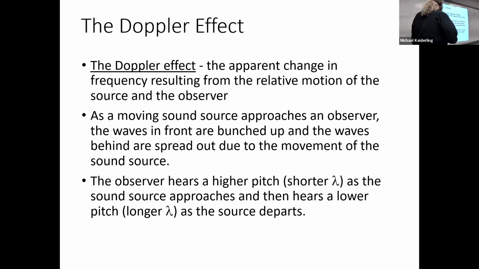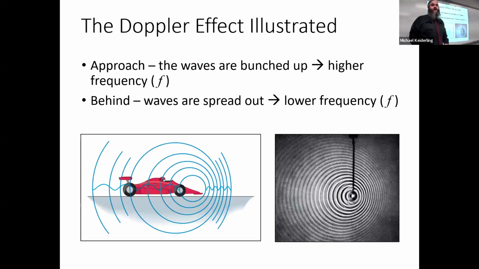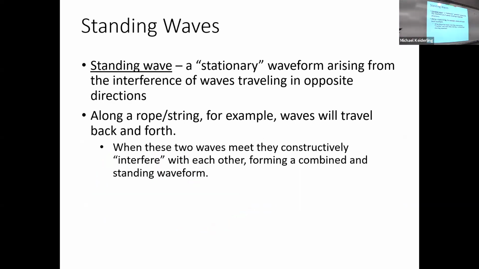The Doppler effect is the apparent change in frequency resulting from relative motion of the source and the observer. As a moving sound source approaches an observer, the waves in front get bunched up, the waves behind get spread out due to the movement of the sound source, and the observer will hear a higher pitch, shorter wavelength as the sound source approaches, and then they hear a lower pitch, a longer wavelength as the sound source departs. They pile up in front of the moving object and spread out behind. As you approach, the waves get bunched up, you get higher frequency. Behind, the waves are spread out, you get lower frequency.